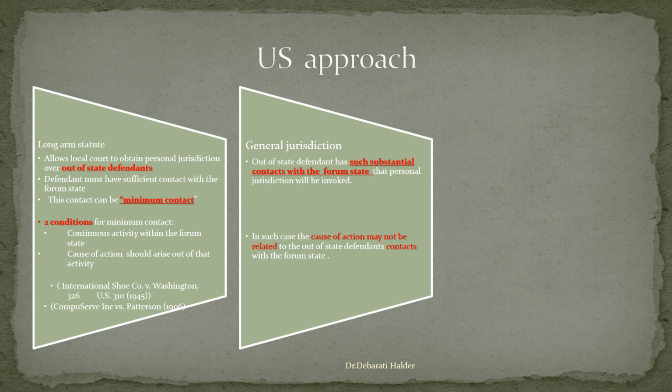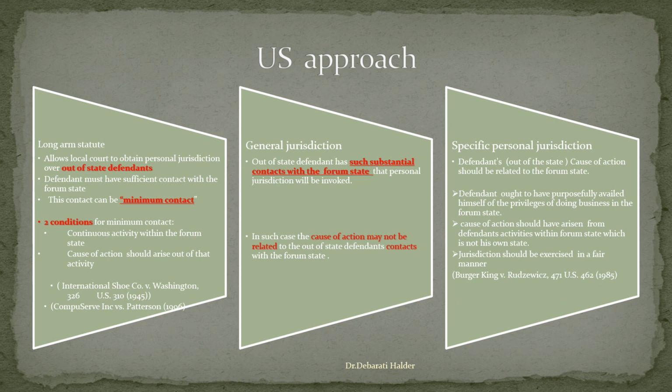After understanding the long arm statute principle, we should now understand general jurisdiction principles. It says that if an out-of-state defendant has such substantial contacts with the forum state, personal jurisdiction will be invoked. In such a case, the cause of action may not be related to the out-of-state defendant's contacts with the forum state, but the defendant must have such substantial contacts with the forum state that personal jurisdiction shall be invoked.